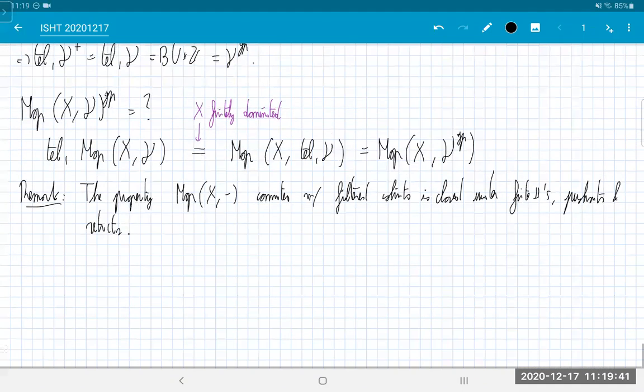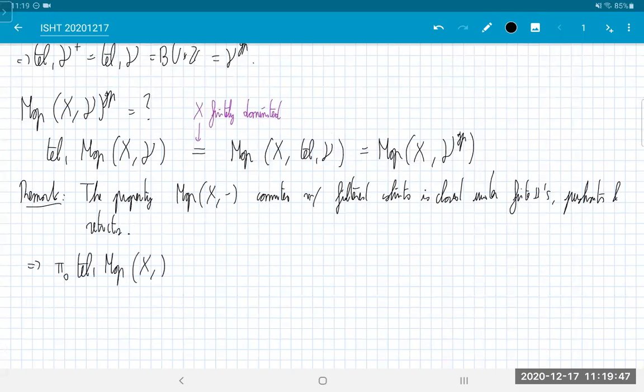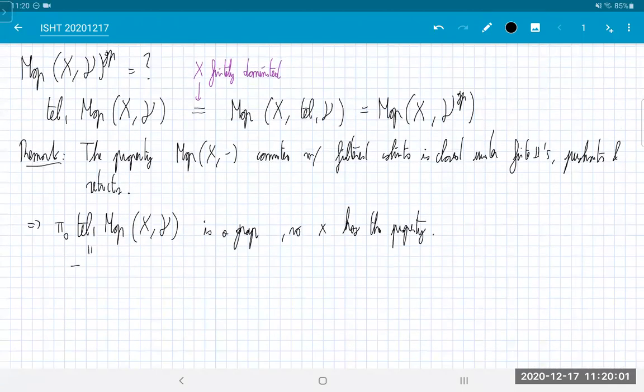Okay, but then this means in particular that π0 of the telescope of maps from X to V is a group. So X has the property. So inverting X, this is just π0 of maps from X with X inverted. So X has the property that every element is a summand of some multiple of X. X has the property needed for the group completion theorem.